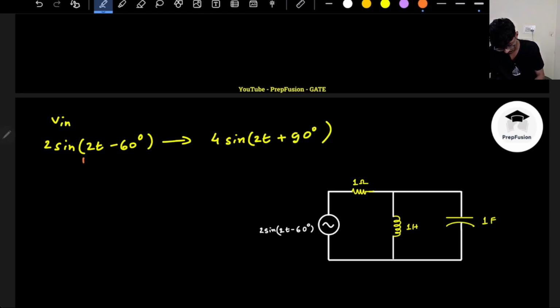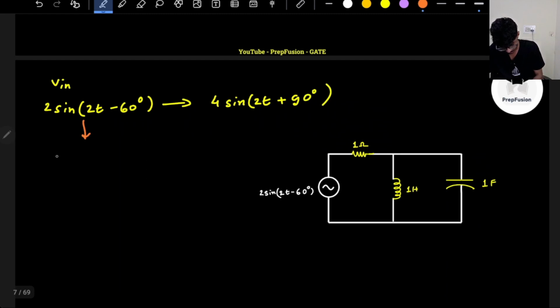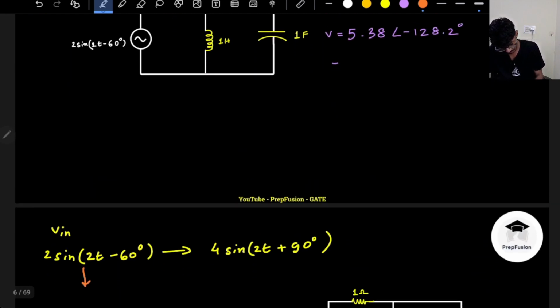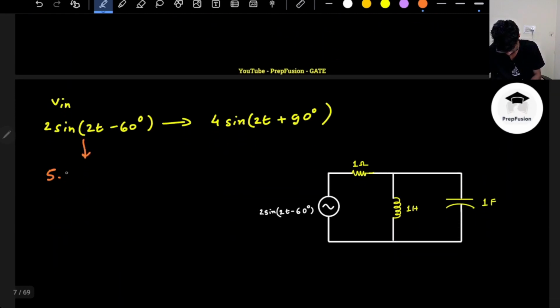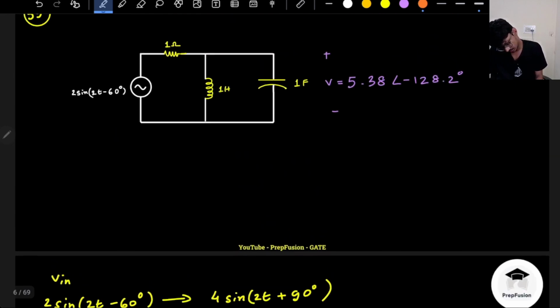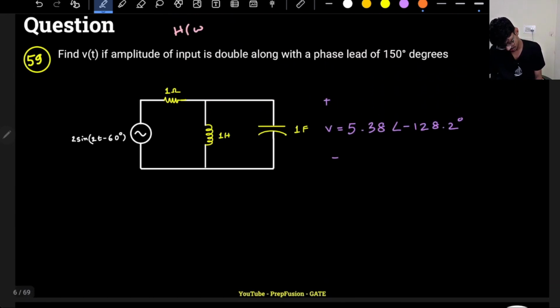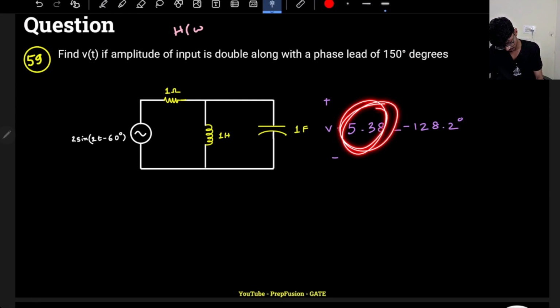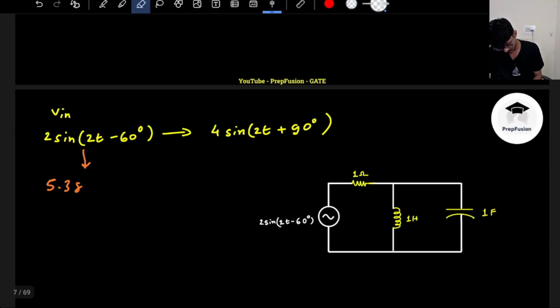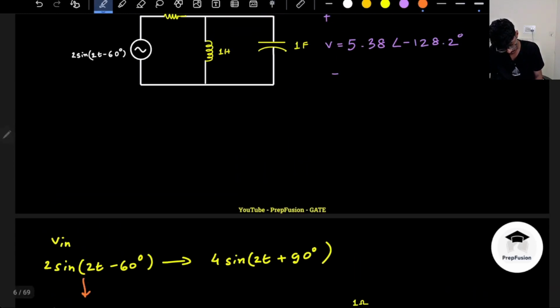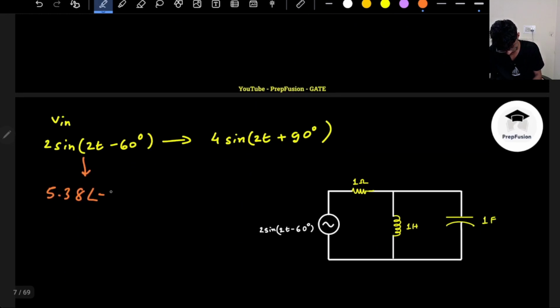So what was the response? The response was 5.38. Actually, I should have mentioned that this is the peak value. I'm sorry, I did not mention it. That's fine, whatever the response is, it is 5.38 angle minus 128.2 degrees.